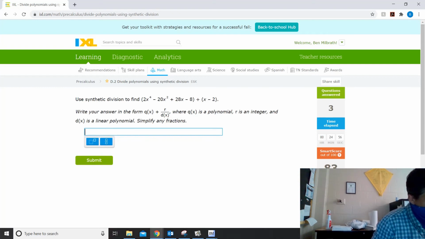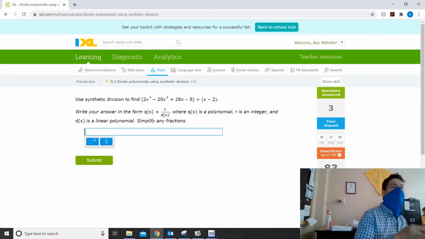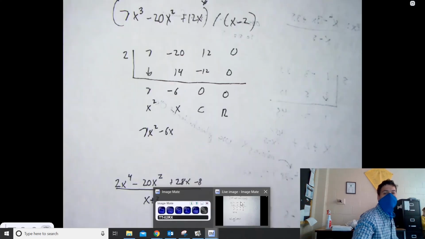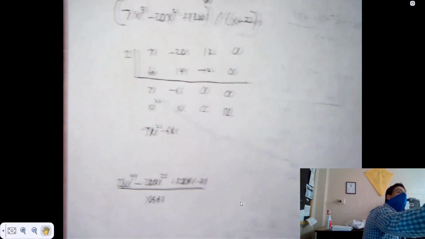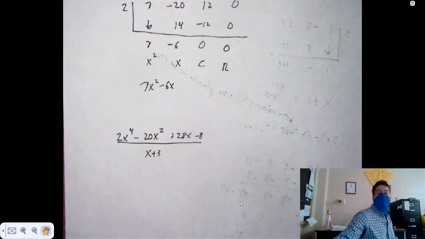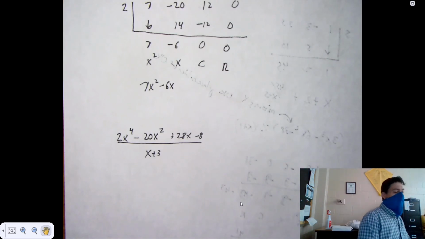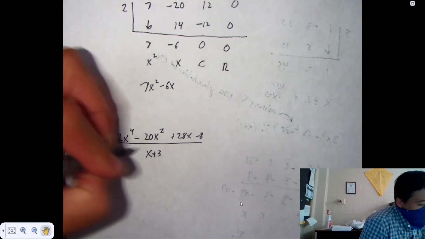Sometimes IXL will present things as fractions, so I'm actually just coming up with a new problem. I did not write that problem down. I made a different problem, something that wouldn't work. That's that one right there. You know what? I'm going to make it a little tougher.